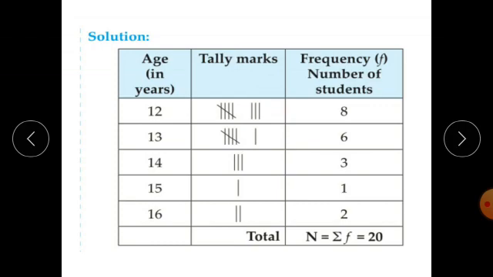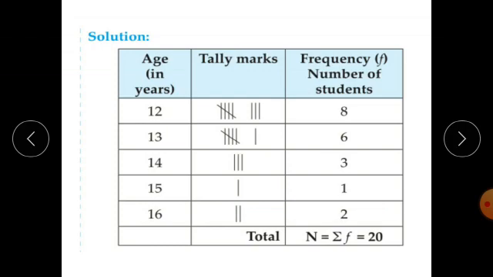Now in the third column, count these tally marks in the second column and write it in the third column. So tally marks here 5, then 6, 7, 8. So frequency is 8. Here tally marks 5, 6, so frequency is 6. Here 1, 2, 3, so frequency is 3. Here tally mark is 1, means frequency is 1. Here tally marks is 2, means frequency is 2.